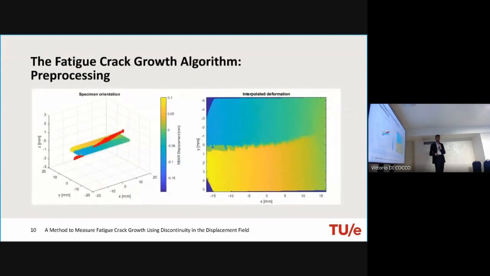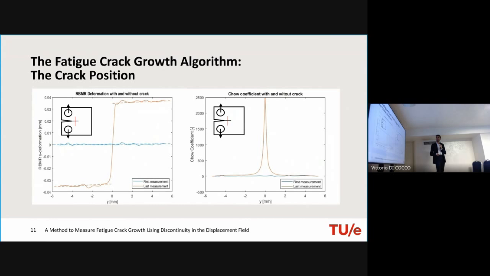So first we get a 3D point cloud, which is difficult to work with. So we flattened that since it's a flat surface and interpolated the deformation over a grid. Of course, that's also a lot easier to work with. Then we take a look over one of the measurement lines, and here you can see the width deformation with the rigid body motion removed.